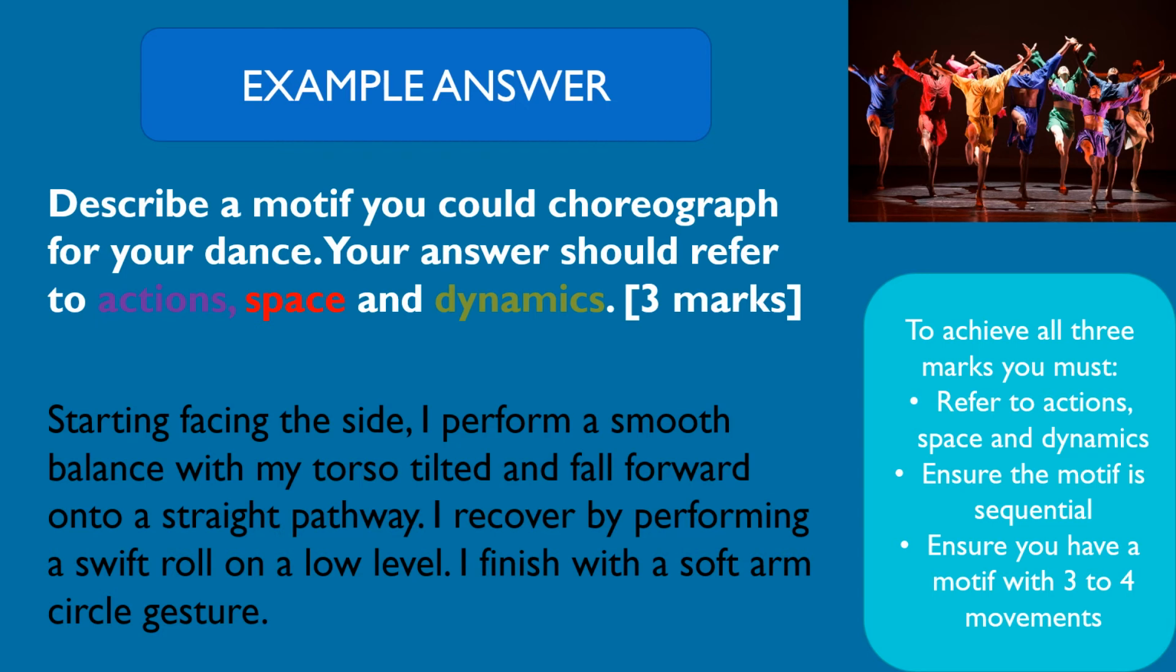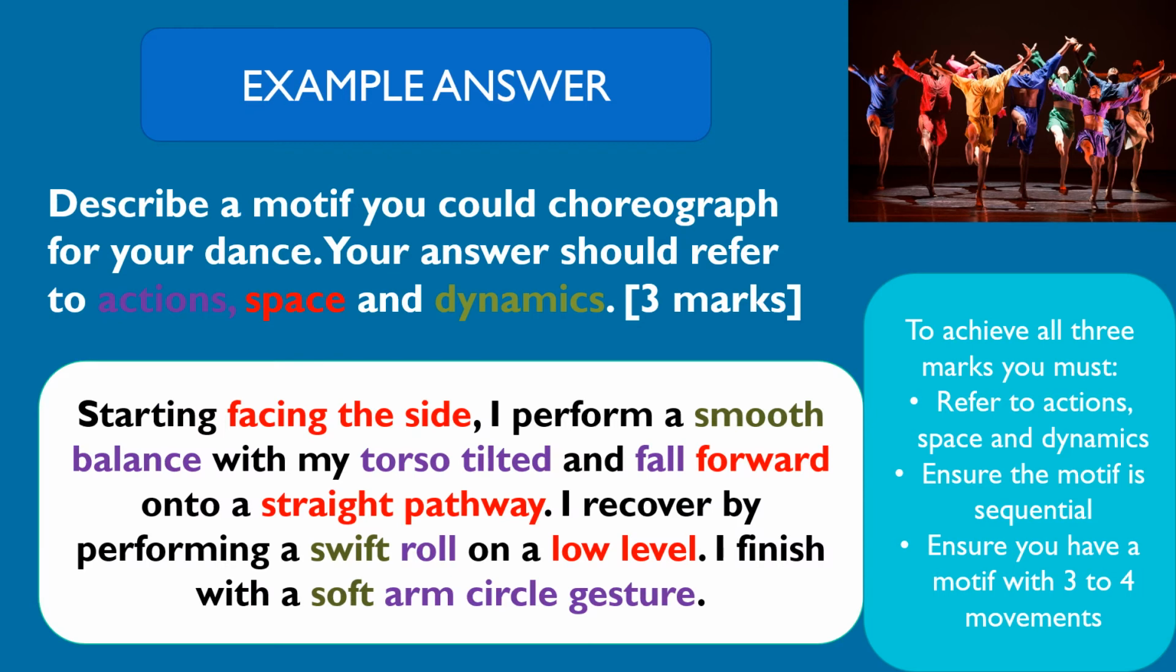So I've just talked about that, but just to remind you of how we're going to achieve all 3 marks, you must refer to action-space dynamics. You're ensuring the motif is sequential, meaning it makes sense for a dancer. And you're ensuring you have a motif, meaning you need 3 to 4 movements. So, facing the side, bam, I've given an element of space. Just have a think, what element of space have I given?